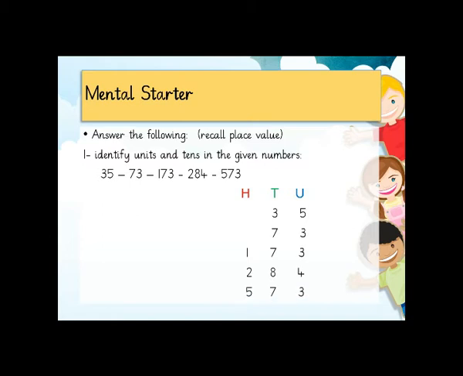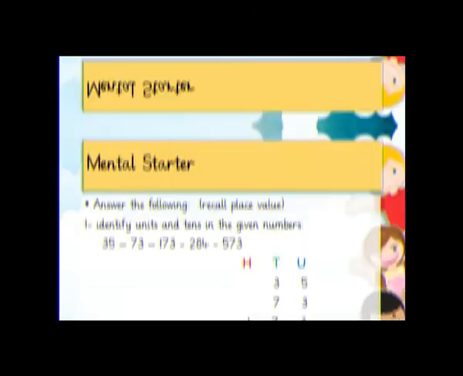Yes, for 35 we have 5 units and 3 tens, correct? For 73 we have 3 units and 7 tens. Same way in 173, yes, we have 3 units, 7 tens and 100. For 284 we have 4 units, 8 tens and 2 hundreds. And for 573 we have 3 units, 7 tens and 5 hundreds, correct?